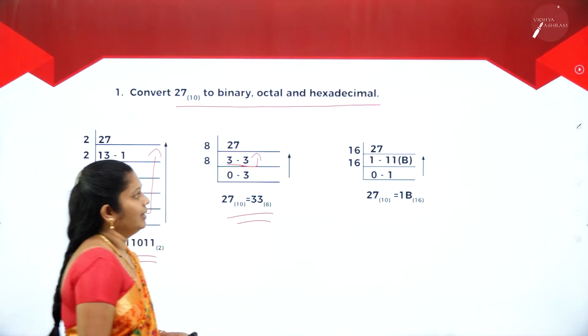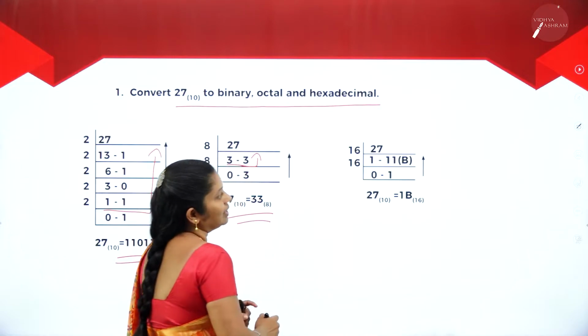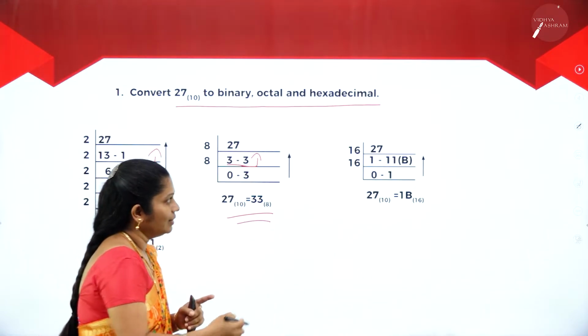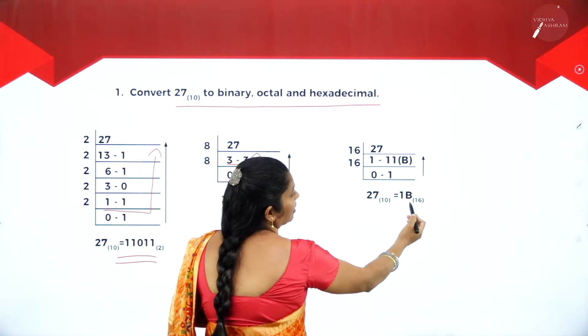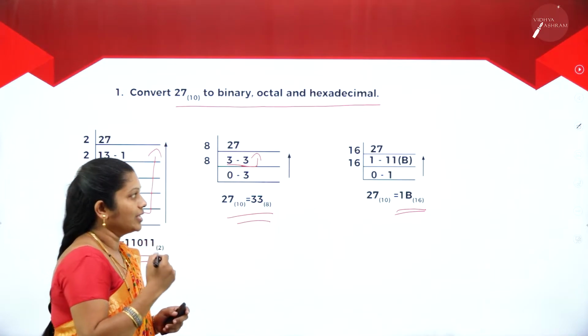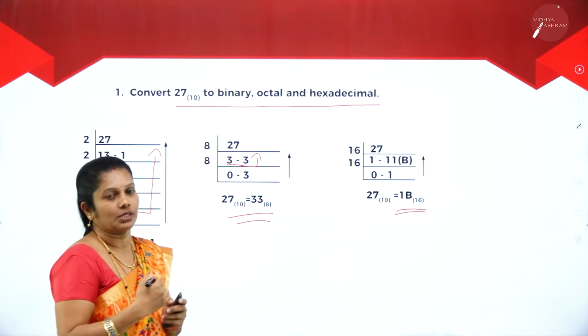Now is it clear? In the same way here also 27. 16 1s are 16. Then the remainder we are getting is 11 here. Then 11 can be called B here, then 1B is the resultant answer. As long as the number is possible to divide, till then you have to continue the process here.